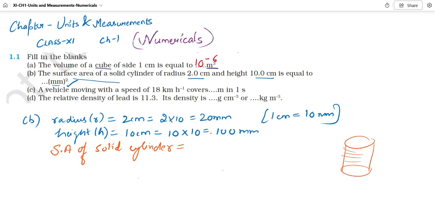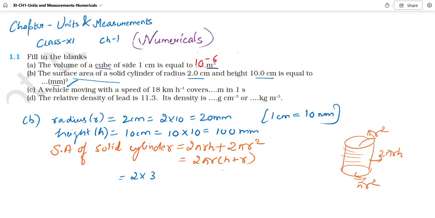The curved surface area is 2 pi rh, then pi r squared for this flat surface, and pi r squared for this flat surface. So combining this, 2 pi rh plus 2 pi r squared for the top and bottom. Here we can take 2 pi r as common, (h plus r). This is the formula that we need to use. Now I just need to put the values over here.